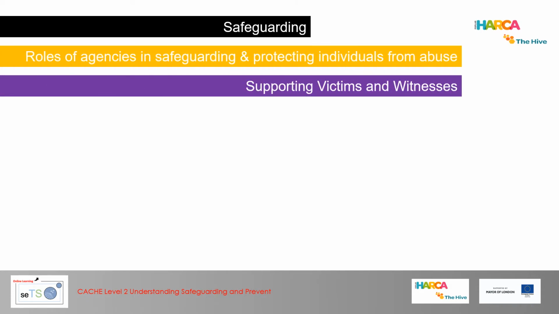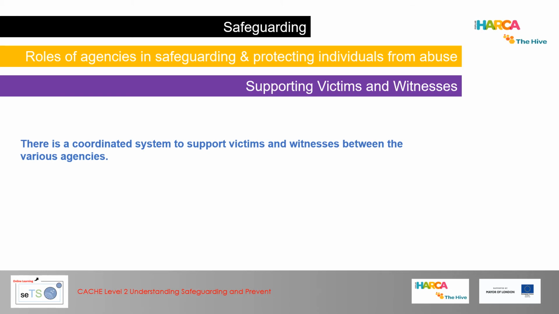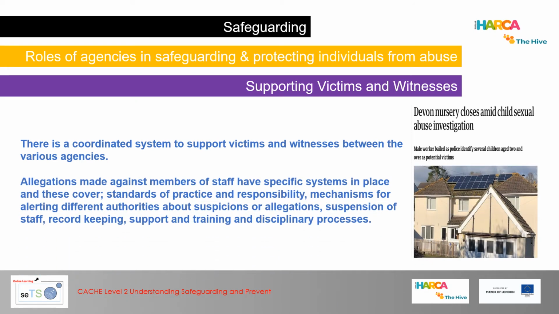Supporting victims and witnesses. There is a coordinated system to support victims and witnesses between the various agencies. Allegations made against members of staff have specific systems in place, and these cover standards of practice and responsibility, mechanisms for alerting different authorities about suspicions or allegations, suspension of staff, record keeping, support and training, and disciplinary processes.